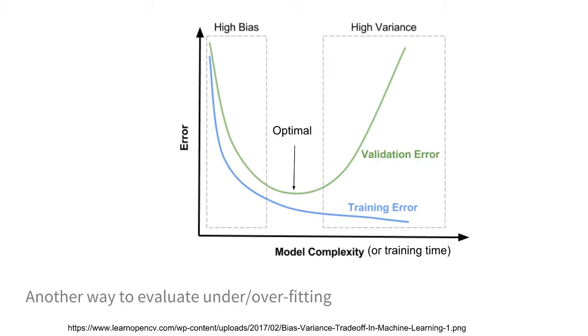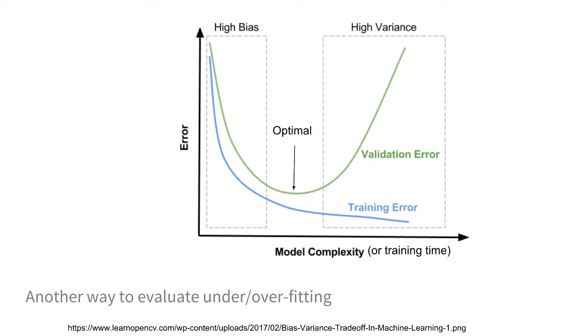So finally, having introduced bias, variance, validation, and training, we can understand this graph. This is another way to evaluate under and overfitting. On the x-axis, we have how complex the model is, or how long we are training it. It's basically a measure of how much we are under or overfitting. And then the y-axis is the error, or the loss function. So you can see that there are three scenarios here.